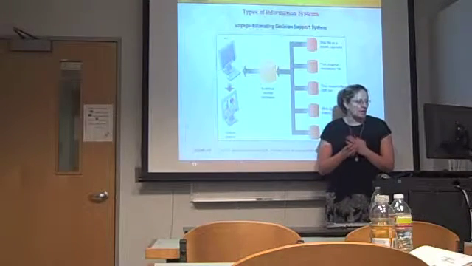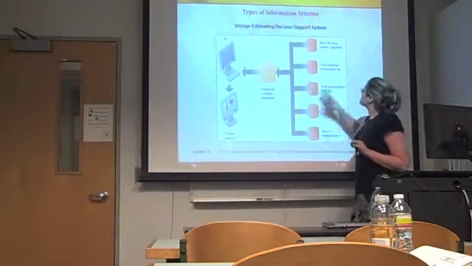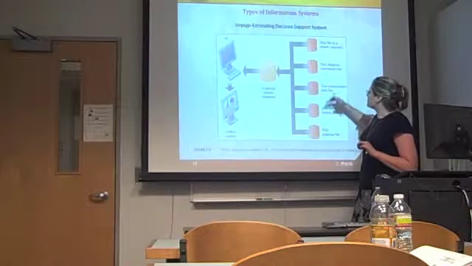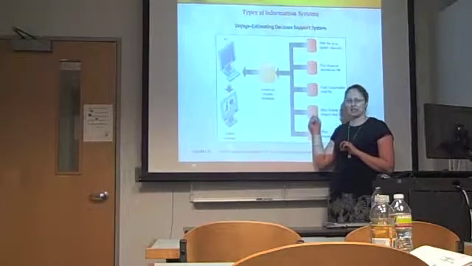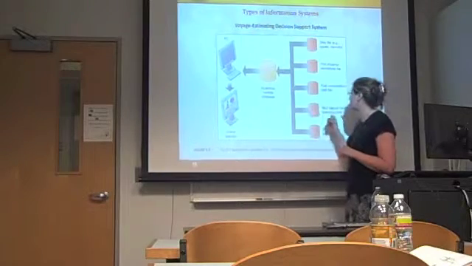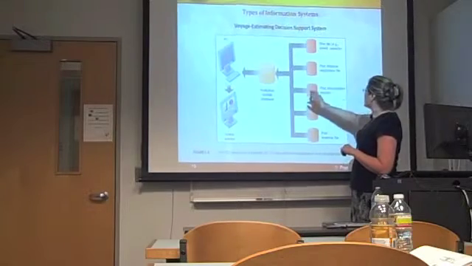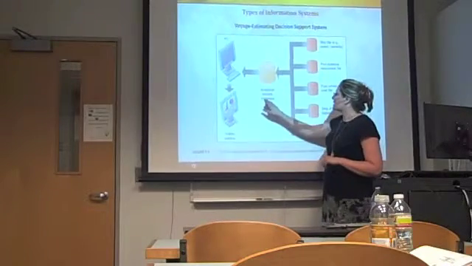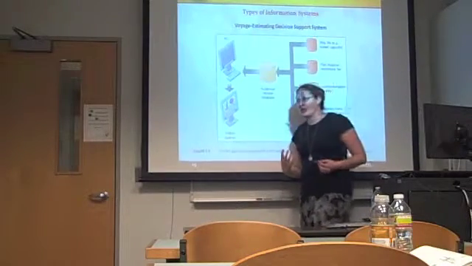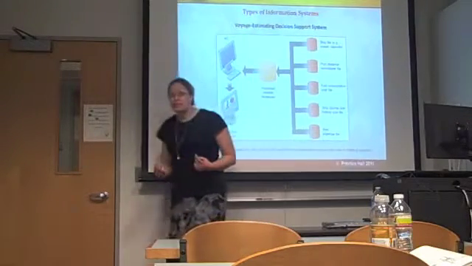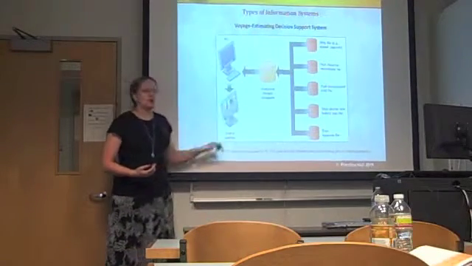This is one example, the model-driven DSS, where you have different types of inputs. And whenever you see this cylinder, that's always a database or a data source. Different external and internal sources go into the system, where you have different analytical models that are applied to that information. And then, of course, different outputs.